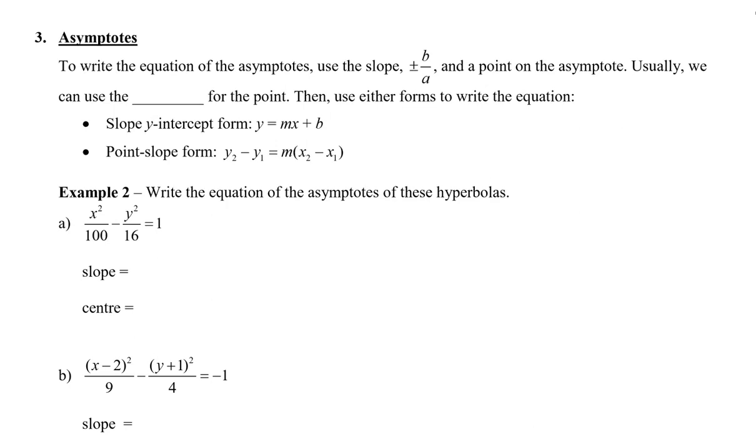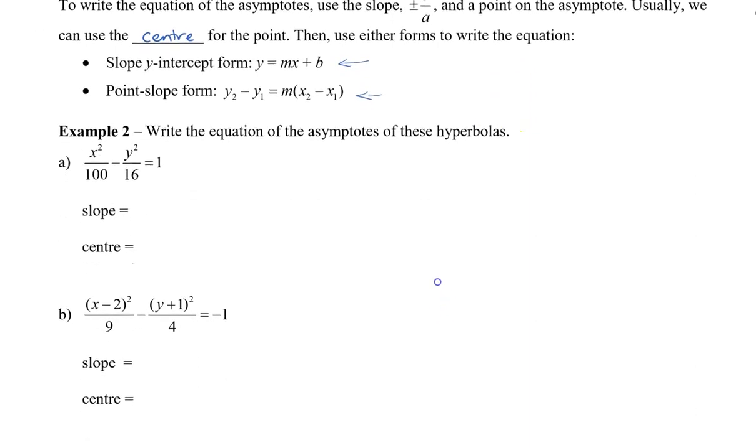Now usually we can use the center for the point. And this is handy because it's usually given to us in the equation. Then use either form, either the slope y-intercept form, given right over here, or the point slope form, given over here, to write the equation. So let's take a look at an example.